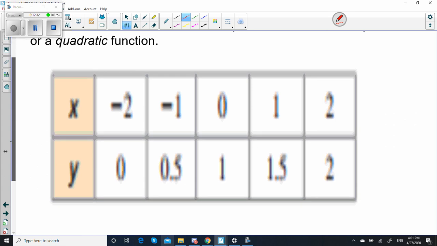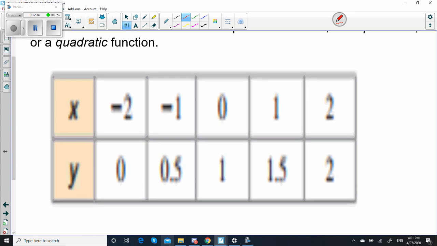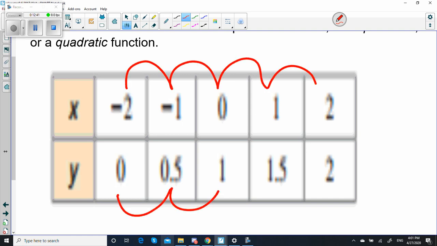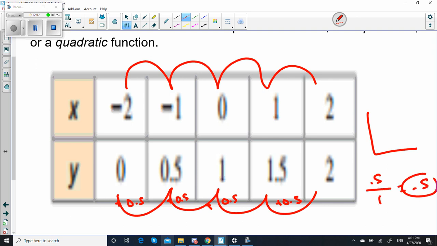Ooh, this table is very not that nice. Let's go ahead and look at it. Okay, so across the top, looks like I'm adding 1. Down here, I hope you see that I'm adding 0.5 each time. 0.5 plus 0.5. This one's linear. It's got a slope of 0.5 over 1 or just 0.5.